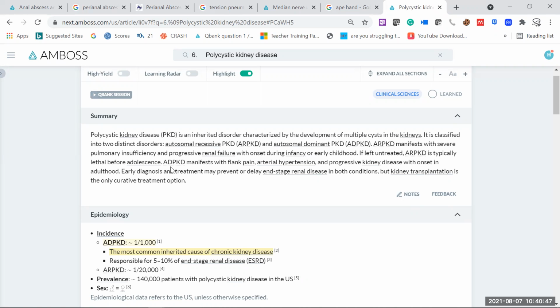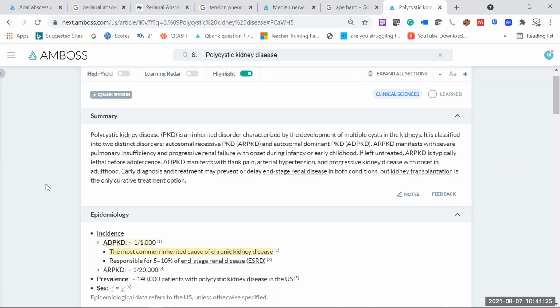But the autosomal dominant one manifests with flank pain. So if the patient has polycystic kidney disease with an autosomal dominant gene, the patient may present with flank pain, arterial hypertension because of these cysts in the kidneys, and progressive kidney disease with onset in adulthood. What you can memorize for your exam point of view is, if a child presents with features of renal failure, you should always keep in mind that this child can have autosomal recessive polycystic kidney disease.